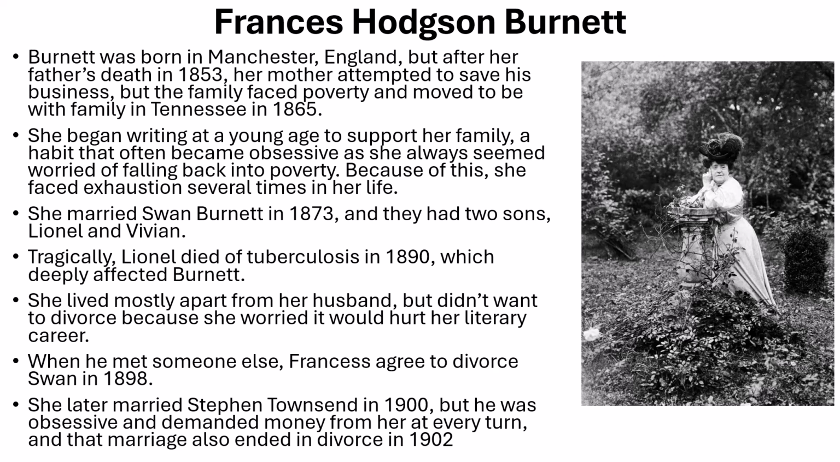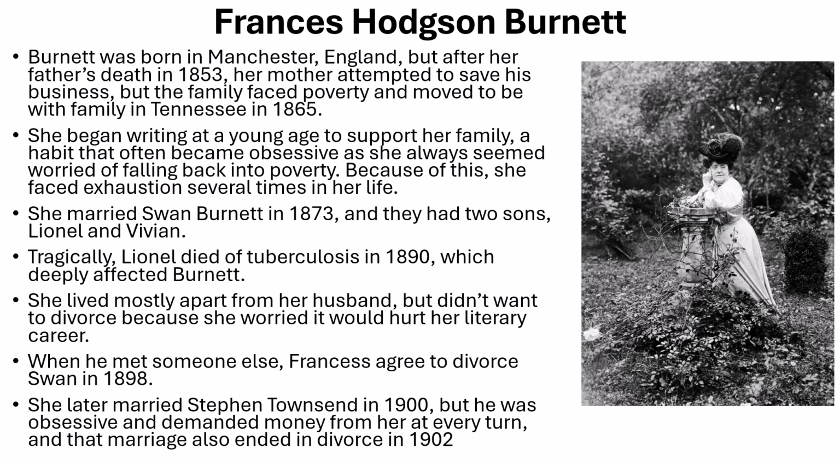She married Swan Burnett in 1873. They had two sons, Lionel and Vivian. Lionel died of tuberculosis in 1890, which obviously deeply affected her. And actually, her younger son, Vivian, also had some sort of illness that back then they just sort of said it was a brain fever, and almost didn't make it as well around that same time period. So she almost lost her other son too.